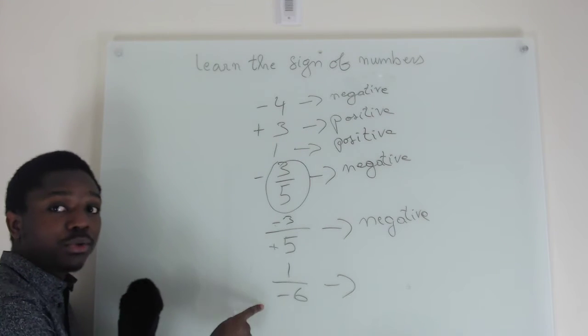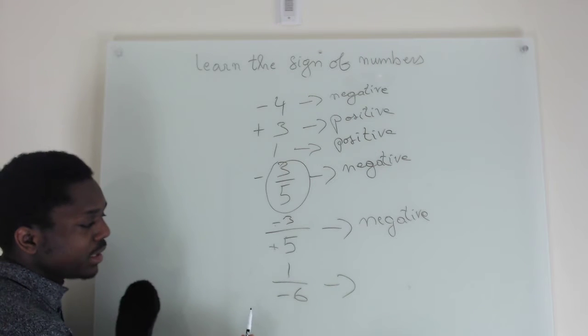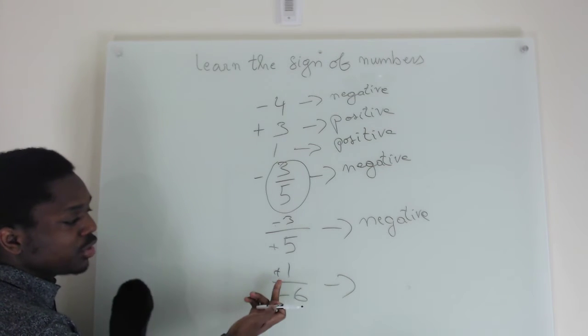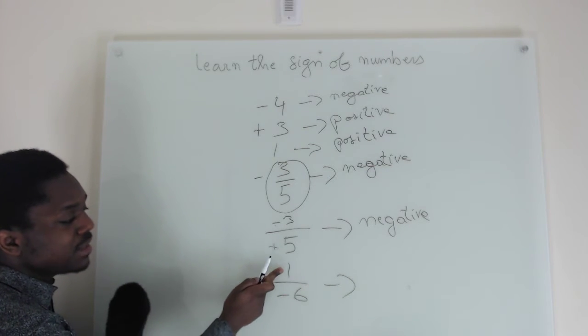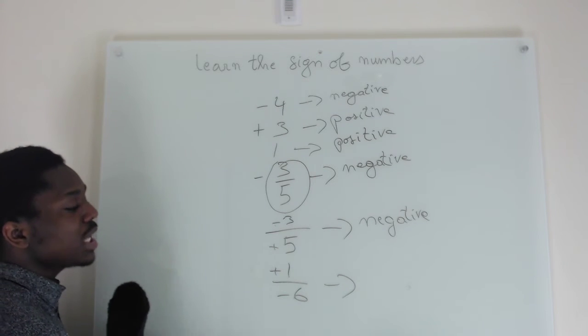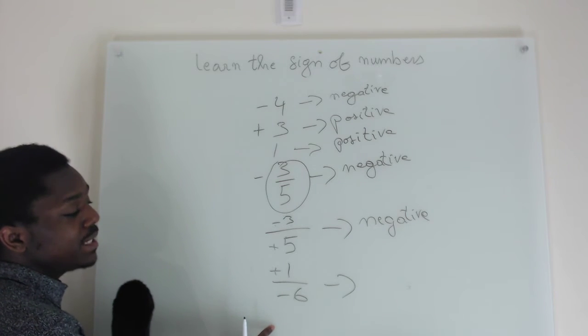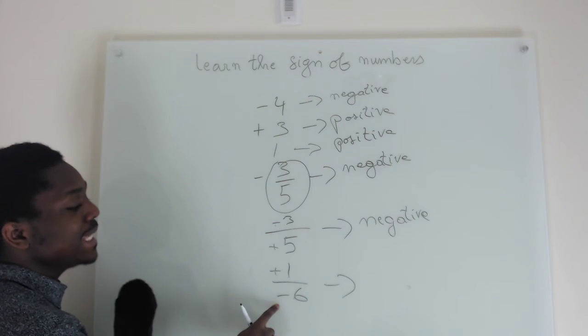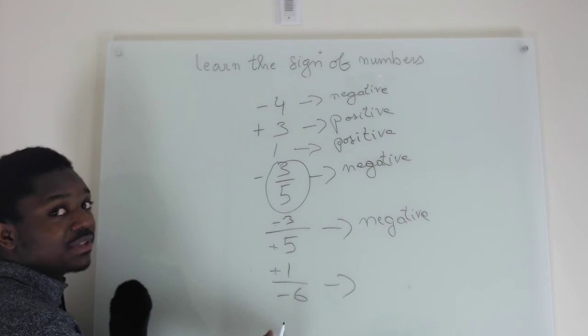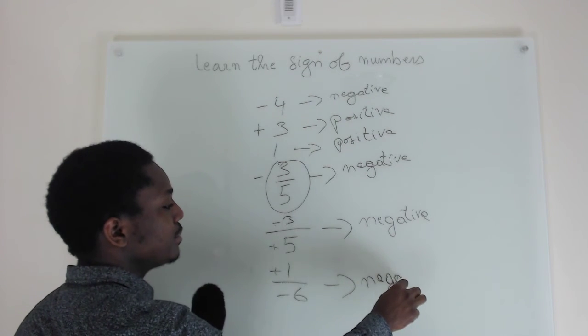So now, for the last one, the sign of the number 1 is what? Plus. Because when there's an empty space, the sign of that number is what? Plus. So now when you have a positive divided by a negative, the sign is always going to be negative. So the sign of this entire fraction is negative.